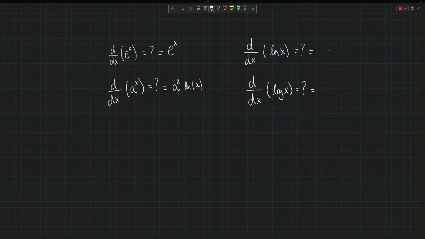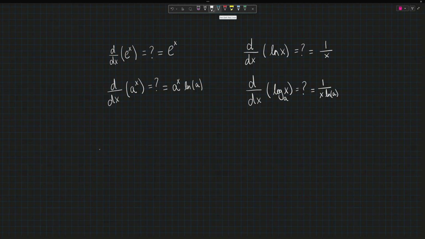What about ln x? It is 1 over x. And the derivative of log x, I should say log base a of x, is 1 over x ln a. If there's no base, it would be ln 10. And that's it. So, how will chain rule apply?